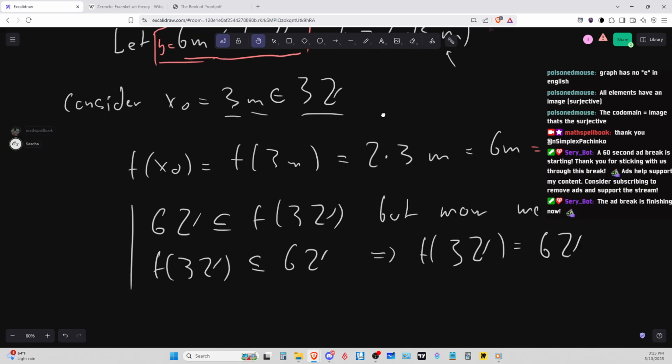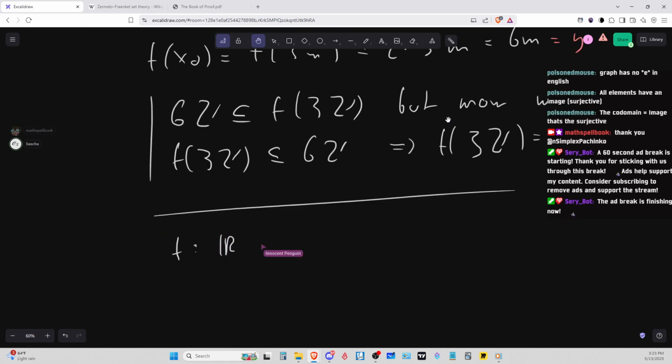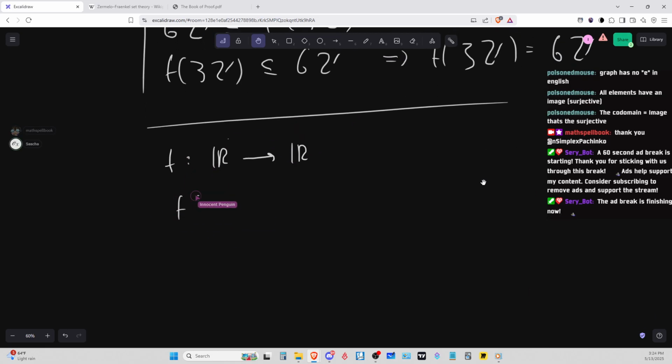So maybe we can have a look at pre-image. Let's say our function is the map from R to R. Oops, not R2, I'm sorry. And let's say it's x squared.